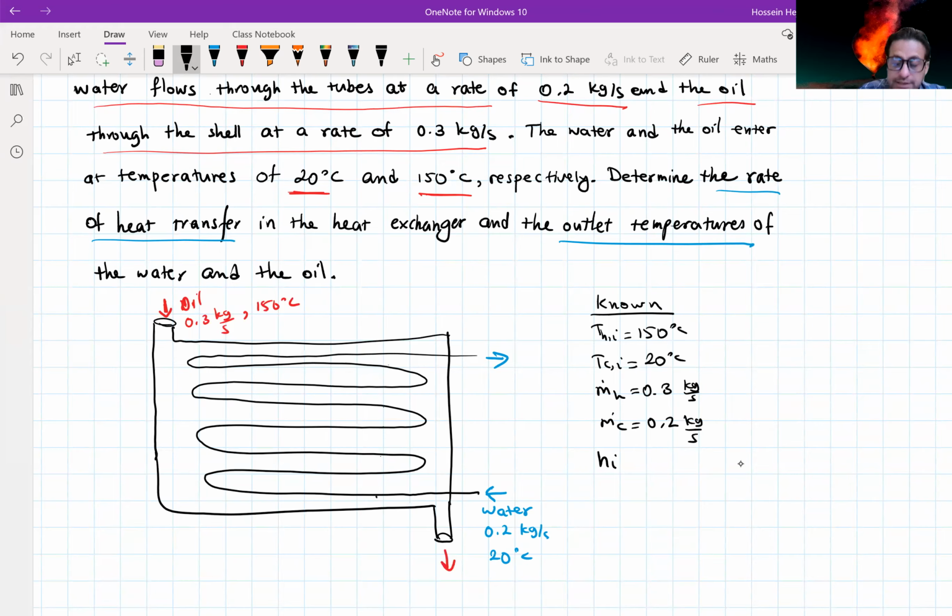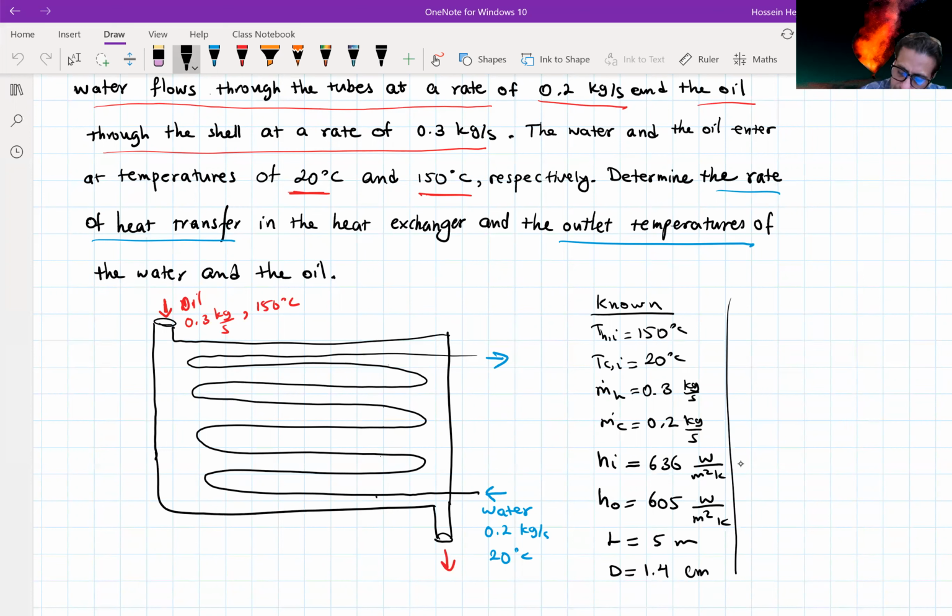We know the internal convective heat transfer coefficient inside the pipe is 636 watts per meter square Kelvin, and the outer one is 605 watts per meter square Kelvin. The length is 5 meter, and the diameter of the tubes is 1.4 centimeters. So these are the known parameters. This is the length of the pipe that we have, L, which is 5 meter.